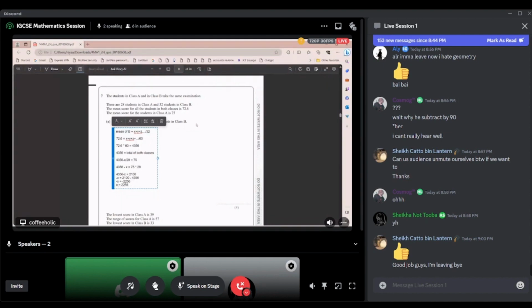And then you would divide that. So that's your B score. So 32 students in B. So 2256 divided by 32, which would give you 70.5.